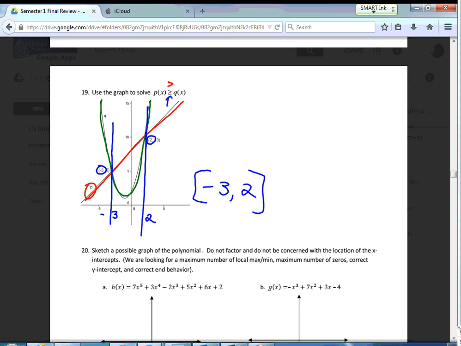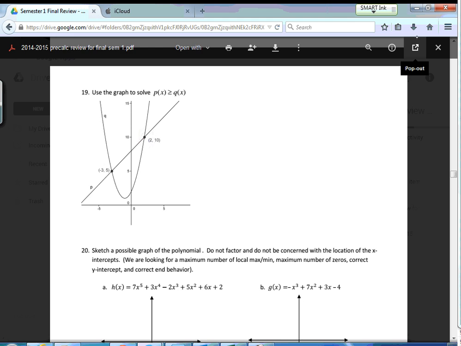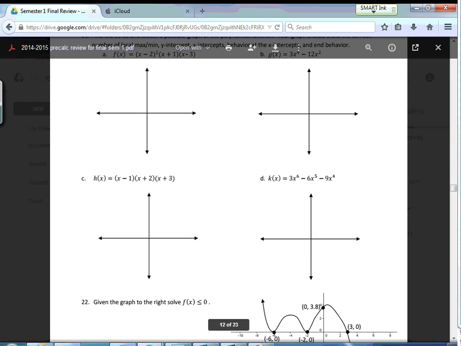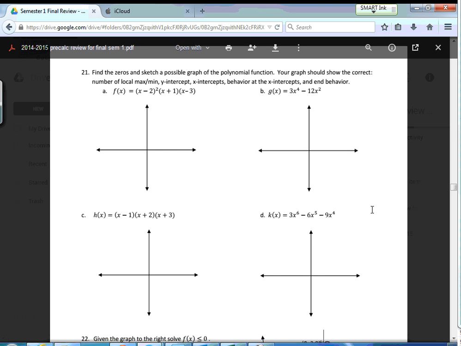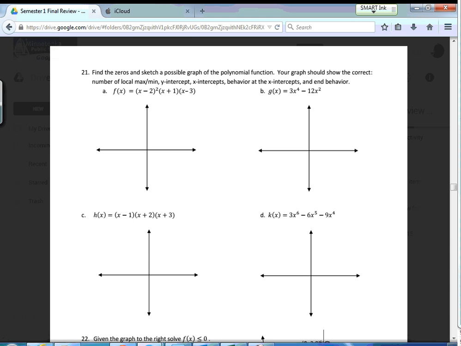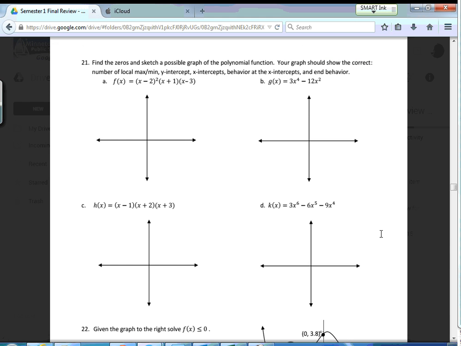Okay, let's move on. Further into our worksheet, we're on page 12 out of 23. We're halfway through the packet here. About possible sketches. Do you get how this is different?